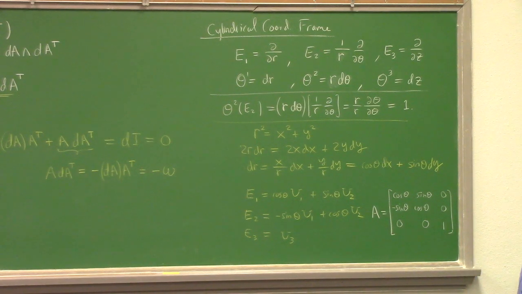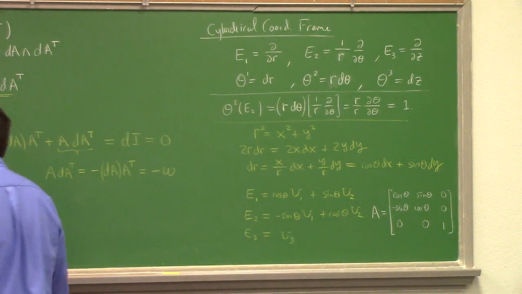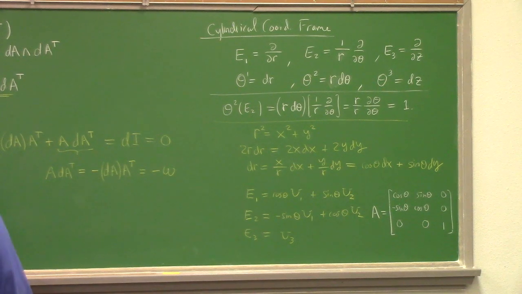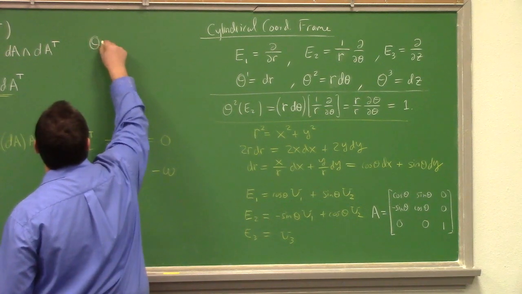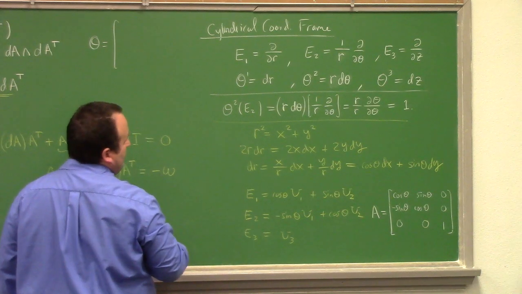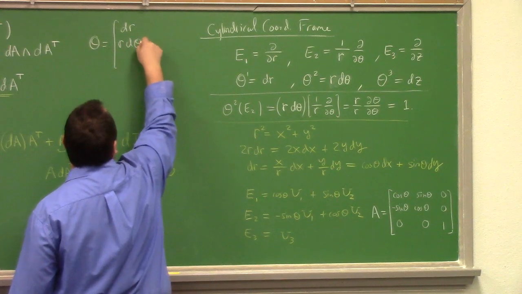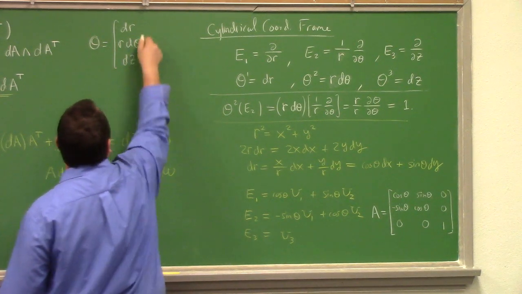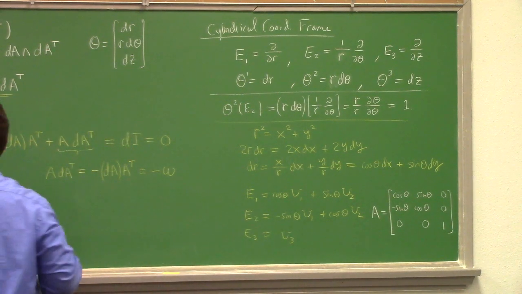Now, let's see here. What else can we do? We can calculate d theta. What's theta here? Sorry, I'm kind of working right to left at this point. My bad. Theta is dr up here, r d theta there, and dz down here. That's my theta.